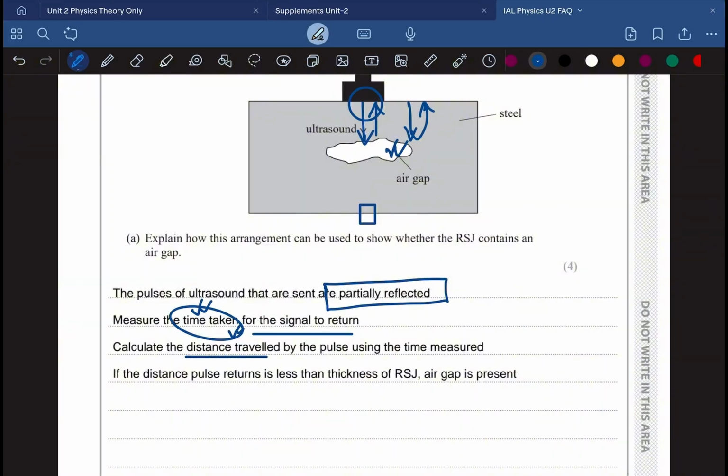And if this distance is less than the thickness of the RSJ, we can say that there is an air gap present, because the distance would have been equal to the thickness if it had traveled to the far end. But if it is smaller, then we can say yes, there is a gap present. That's why it couldn't travel to the far end.